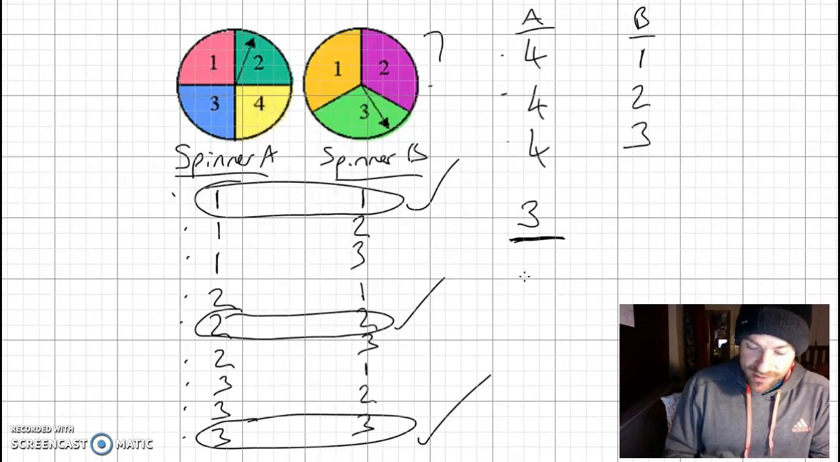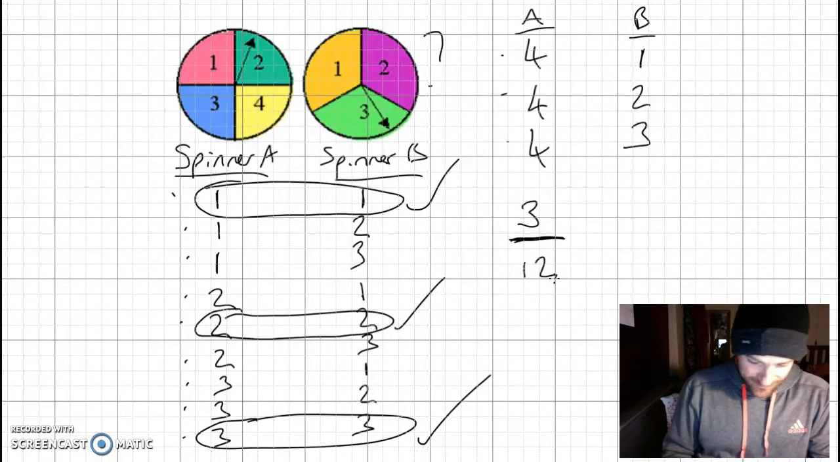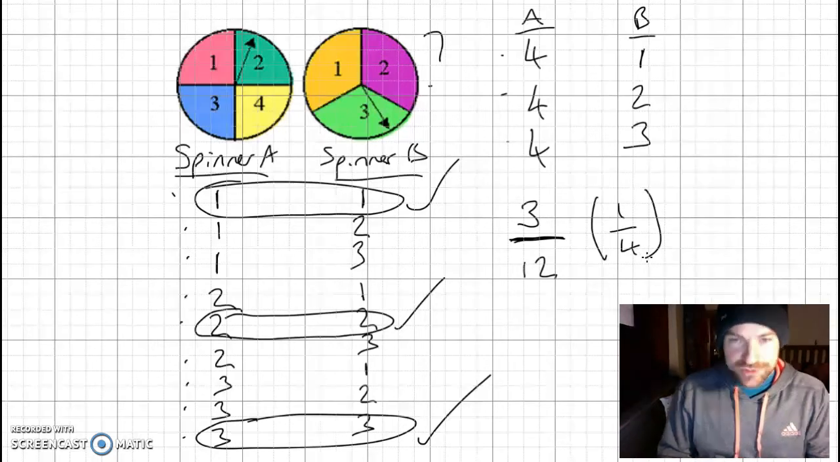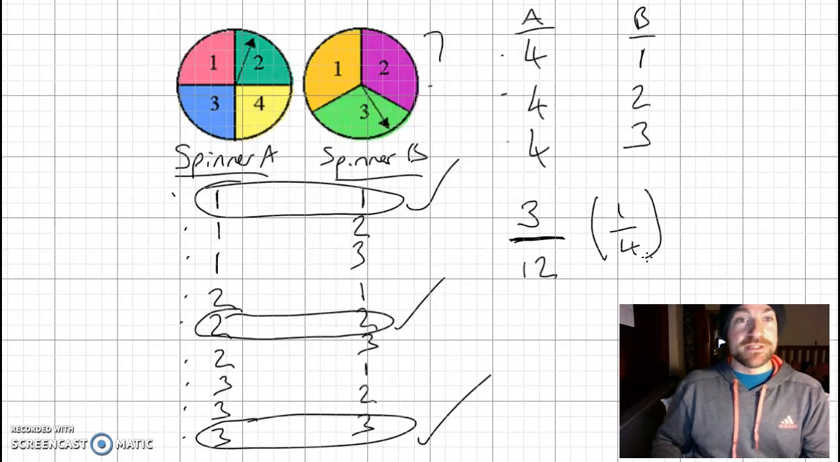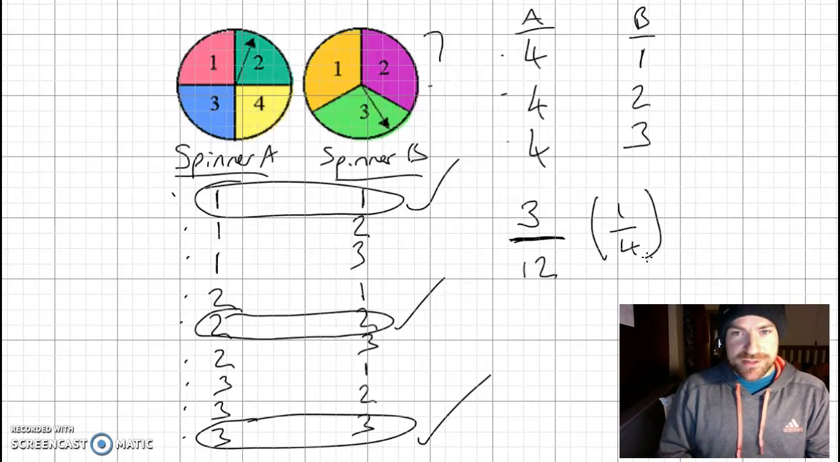We've got 12 total different outcomes. Okay, so 3/12, or we can simplify that down to a quarter, is the probability that if we spin spinner A and we spin spinner B, we end up with 2 numbers that are the same.